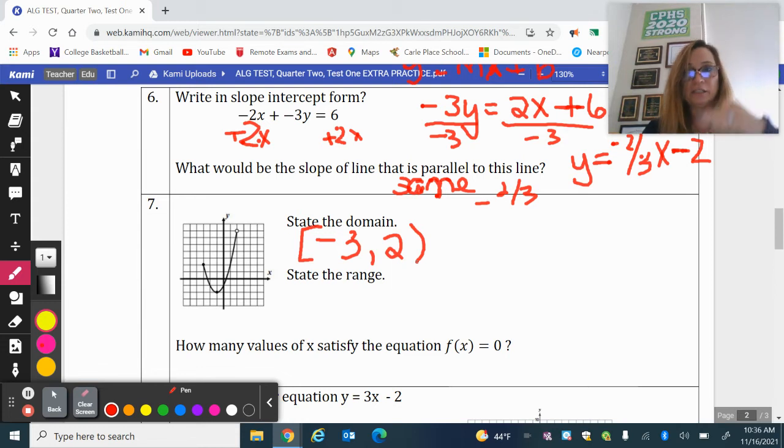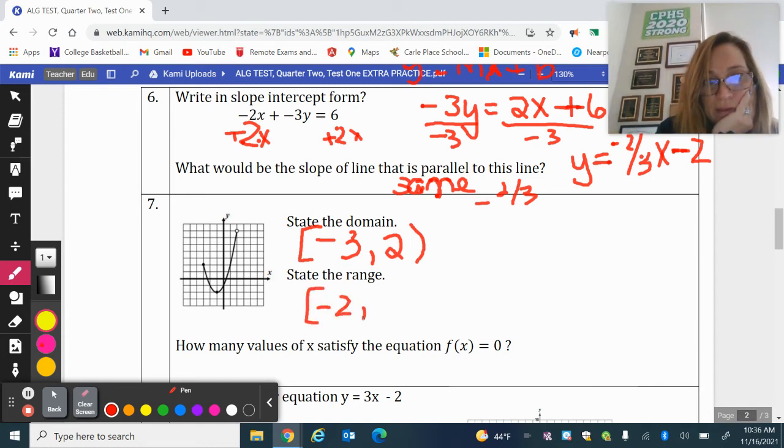All right, so range is low to high. So if I go low, that's at -2. And if I go high, 1, 2, 3, 4, 5, 6, 7, that's at 7. You can also write those as inequalities.